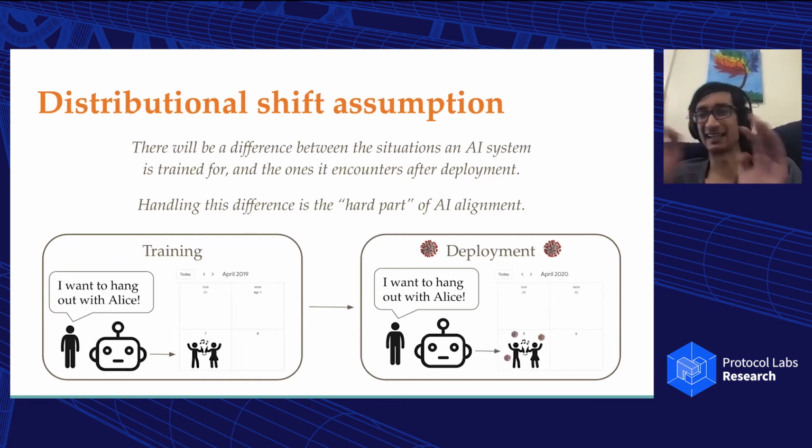This is not an existential risk, but it's a case where it's easy to wrap your mind around how exactly distributional shift can cause bad outcomes.